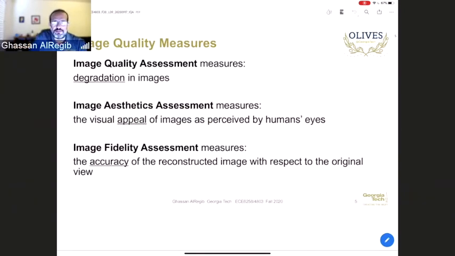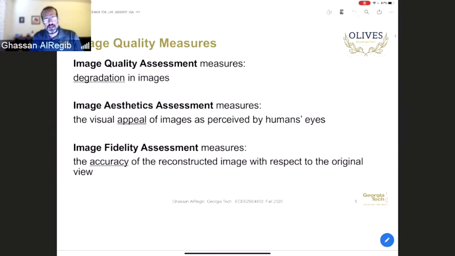So definitions first. There are three different terms: image quality assessment, image aesthetics assessment, and image fidelity assessment. Image quality assessment is whenever we have a degradation in the image. So you can imagine in this assumption, we have an image that really has no distortion in it. And then there was some processing on the image that resulted in some artifacts, some degradation in the quality. And that means we have two versions of the same image, and we're really trying to measure the quality.